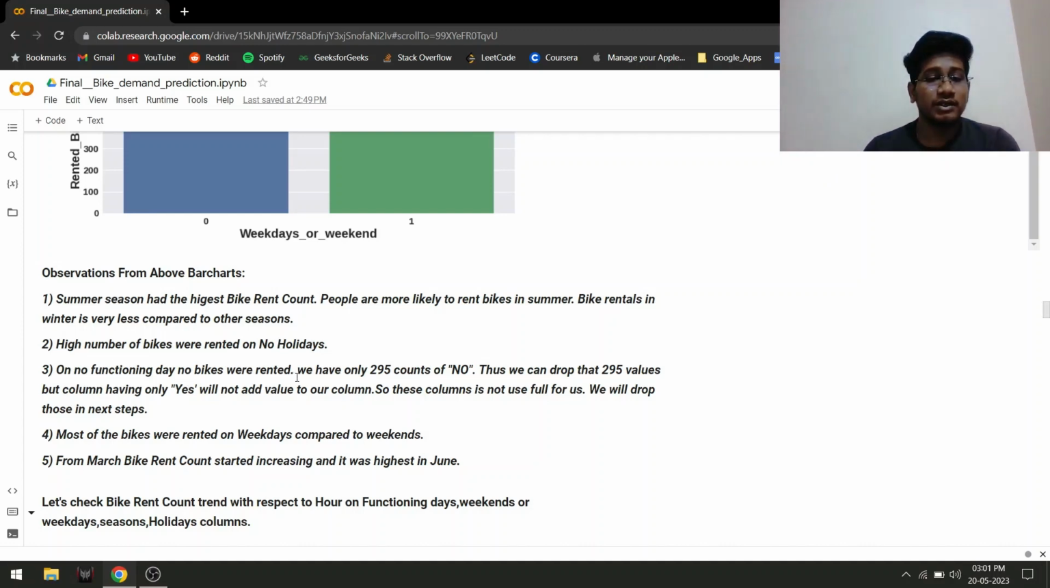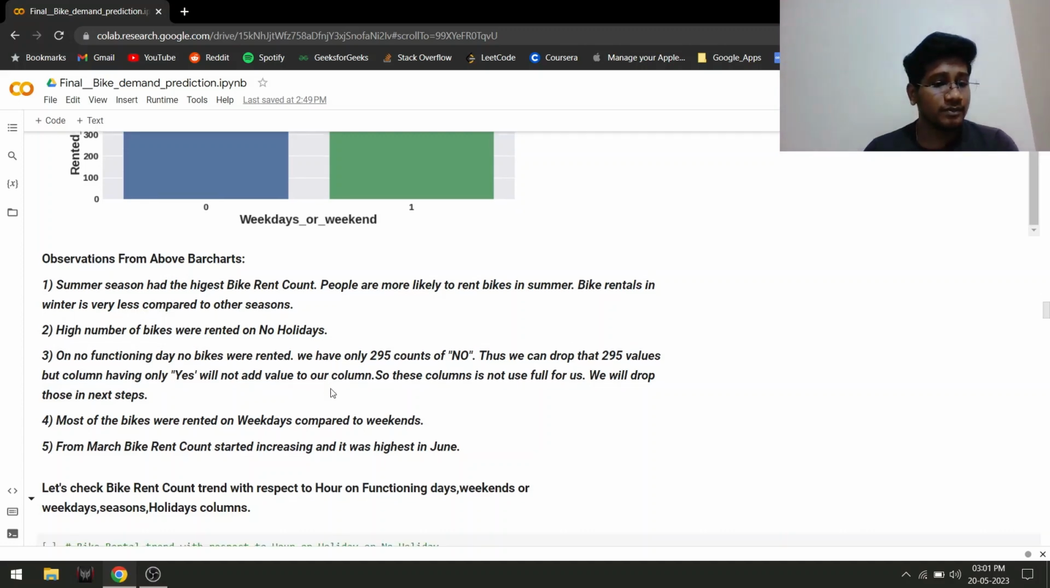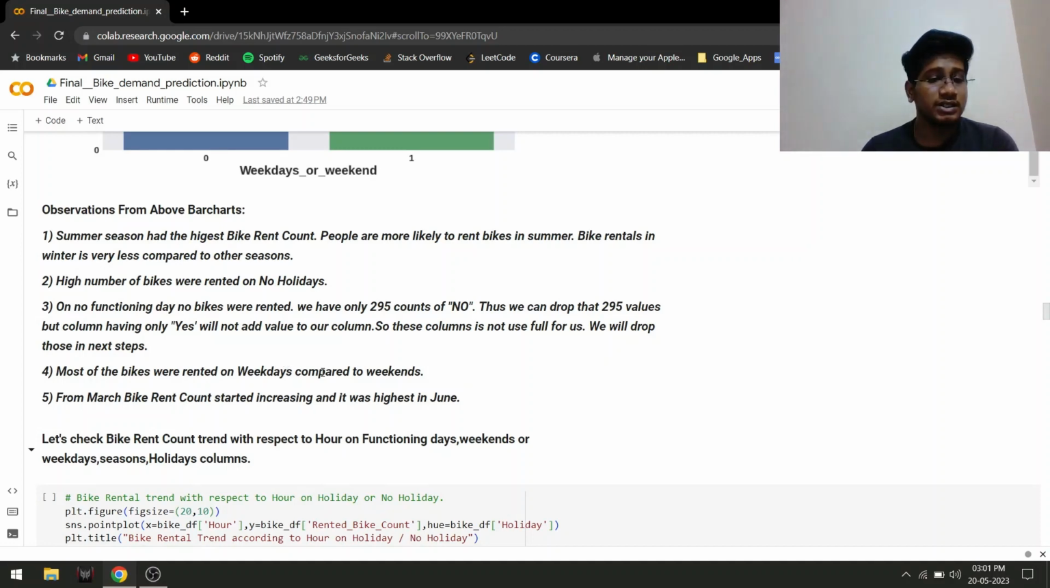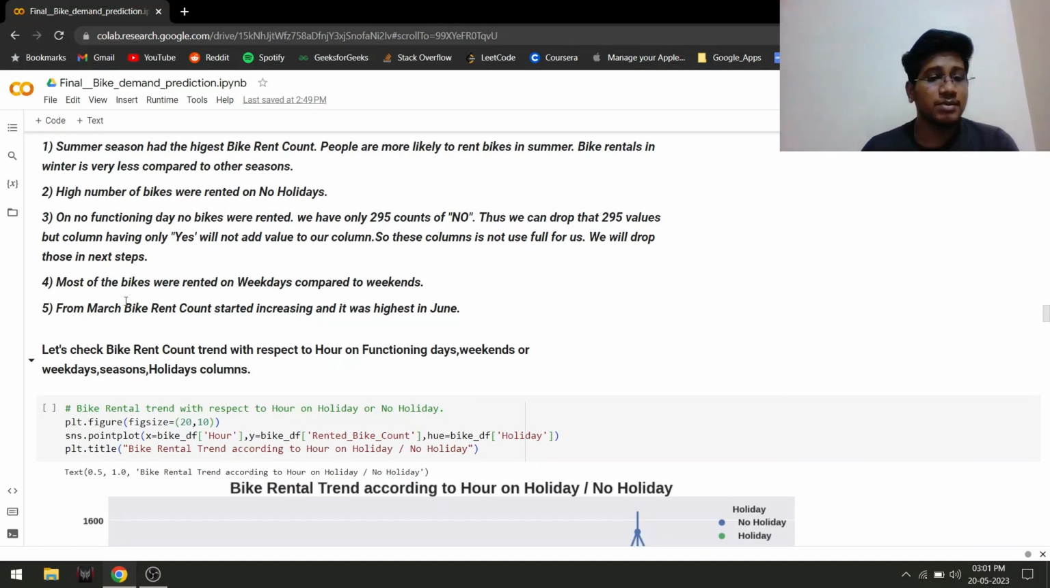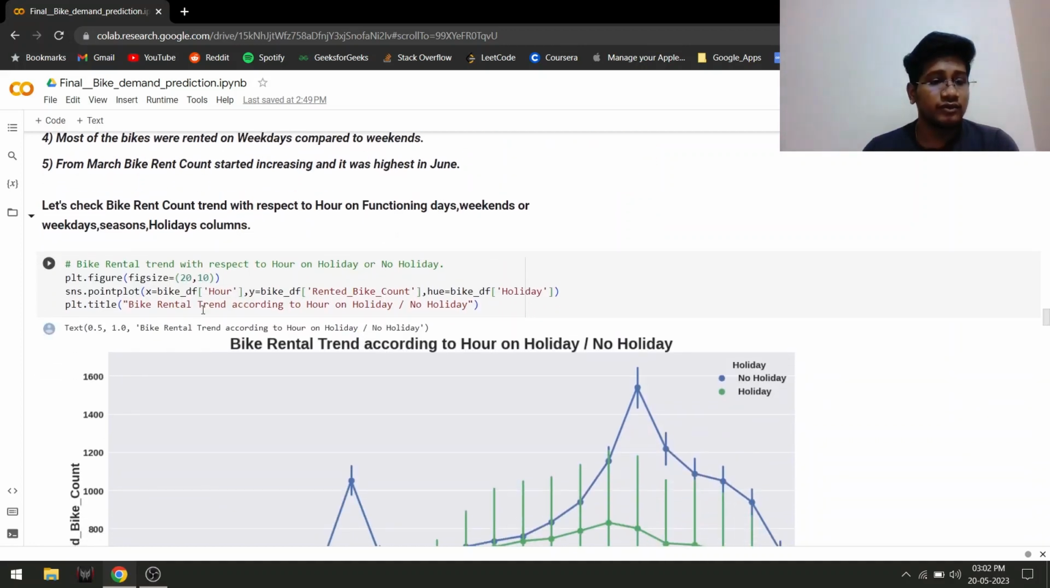We have only 295 counts of no, thus we can drop the 295 values. Most of the bikes were rented on weekdays compared to weekends. From March, bike rent count started increasing and it was highest in June. So we will check the bike rent count trend with respect to hour on functioning day, weekends, weekdays, season, holidays column.